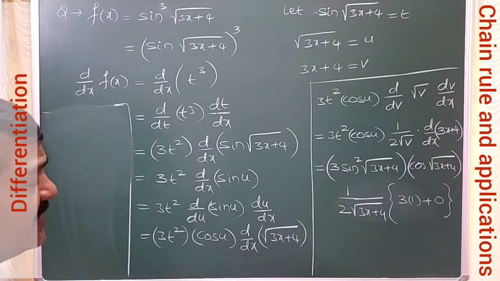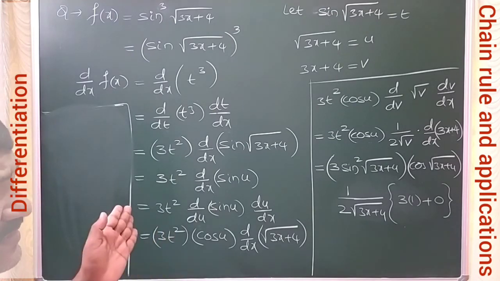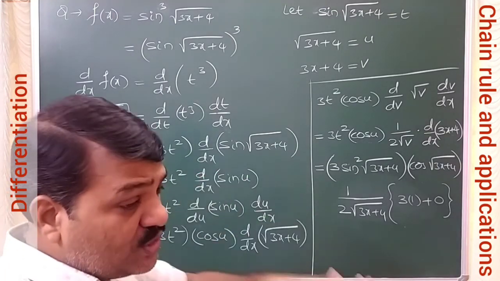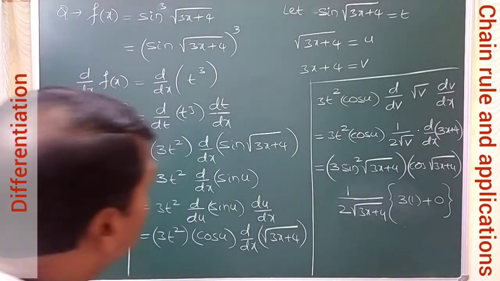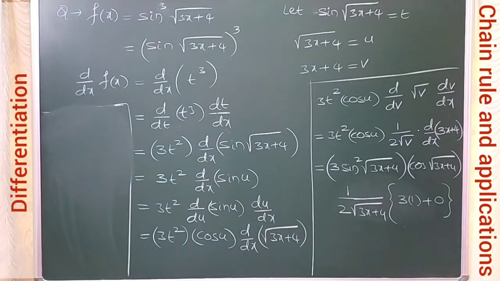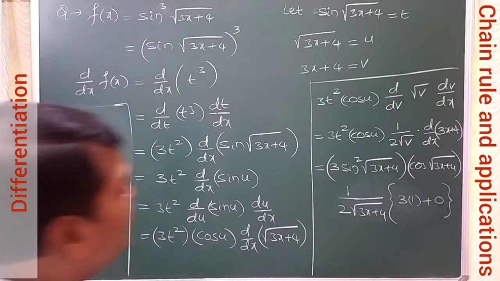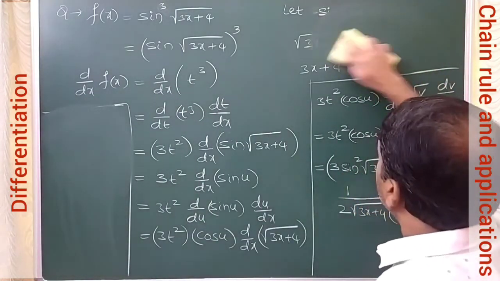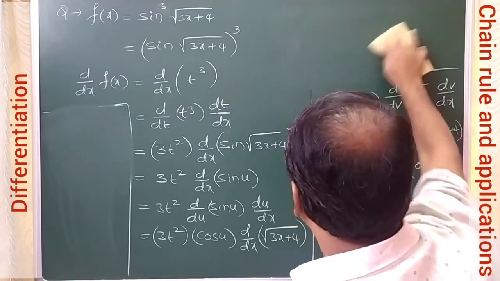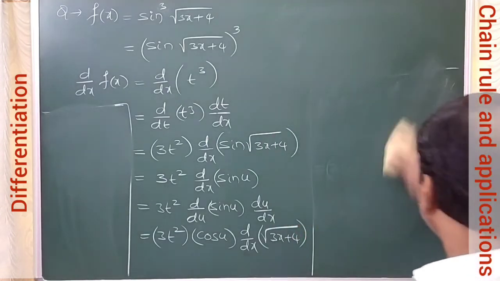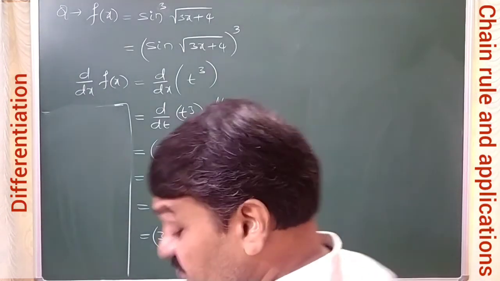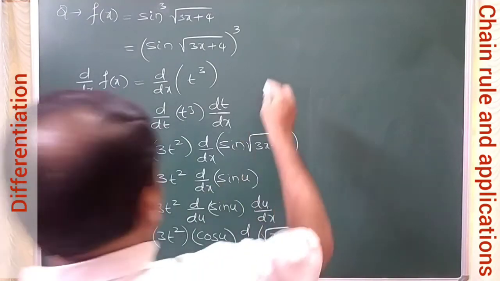Instead of doing this lengthy process, you can avoid the complete steps here. Just remember, whenever you have the chain rule, you have to take the external function derivative into the internal function derivative. Then it will be easy. Like for example, I'll show you how to apply it directly without taking t, u, v and all these things.